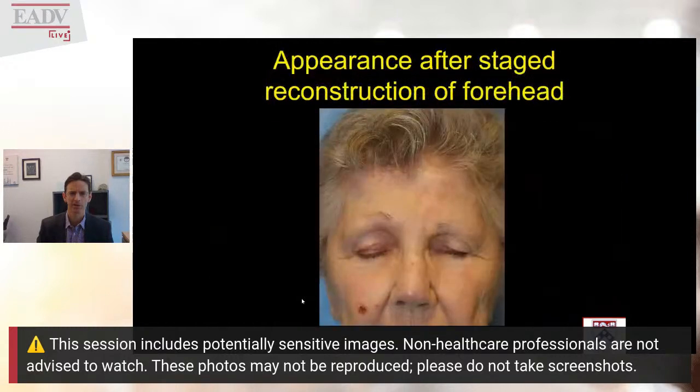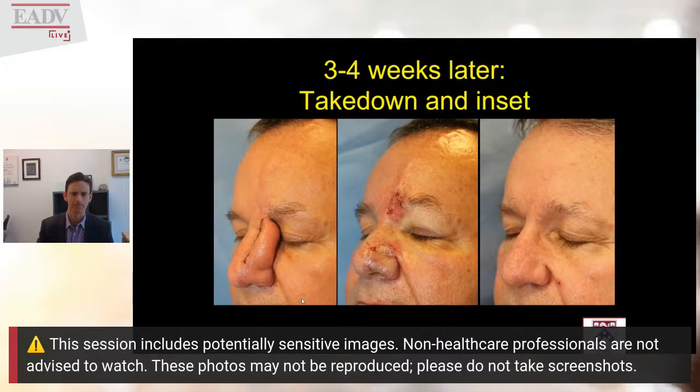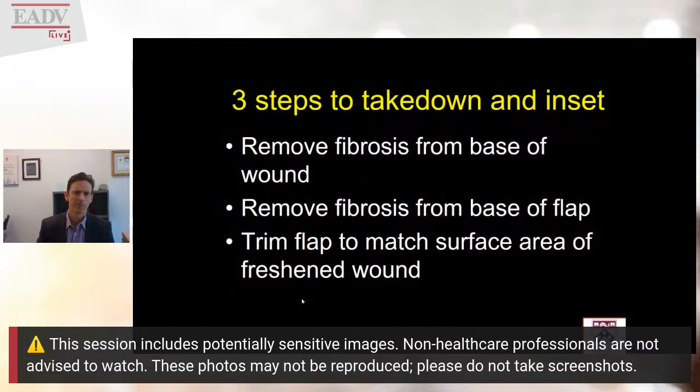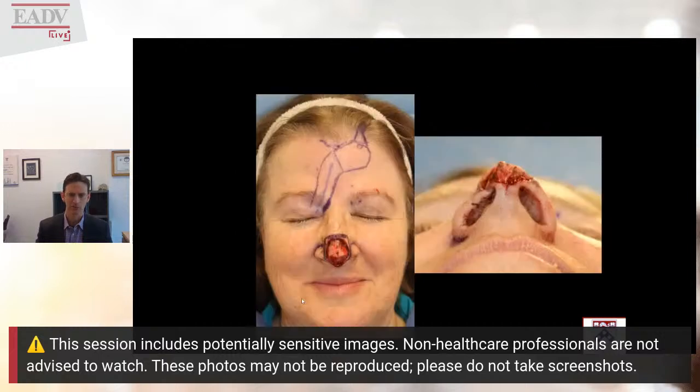Another example of that with a nice result after a staged reconstruction of the forehead. Last steps. 3 to 4 weeks after the first step, we have to release the pedicle, just like Dr. Hafner's retroauricular interpolation flap. We follow 3 steps to do this. We first remove the fibrosis from the base of the wound, then remove the fibrosis from the base of the flap, and then finally trim the flap to match the surface area of the freshened wound.